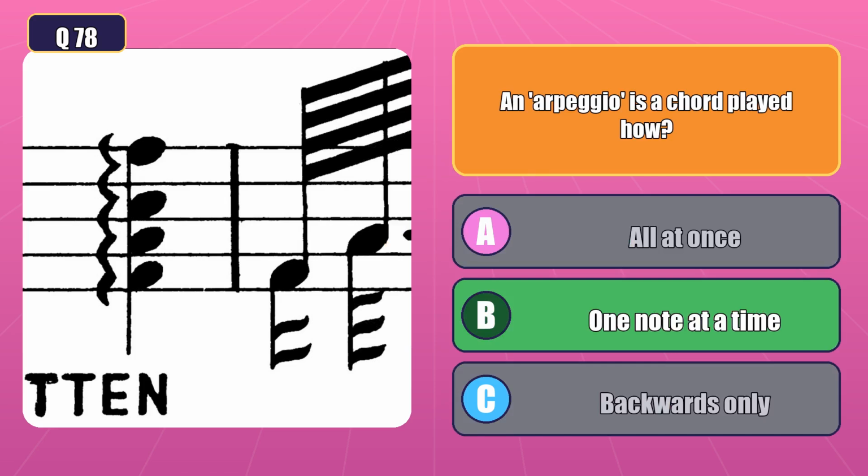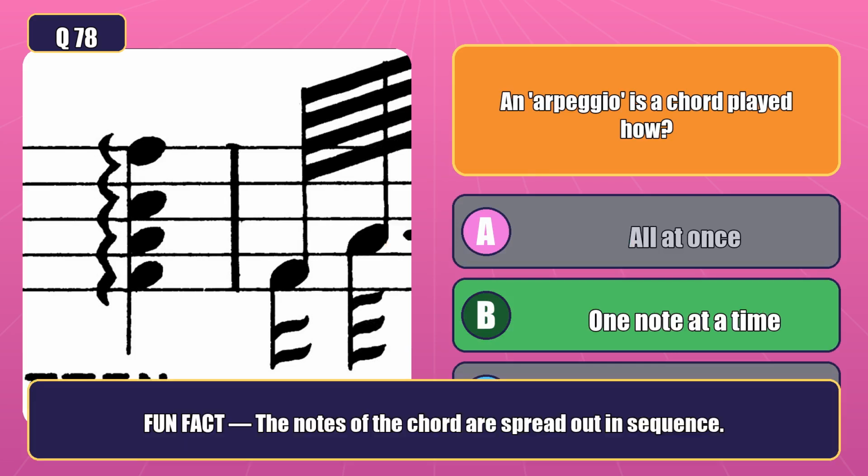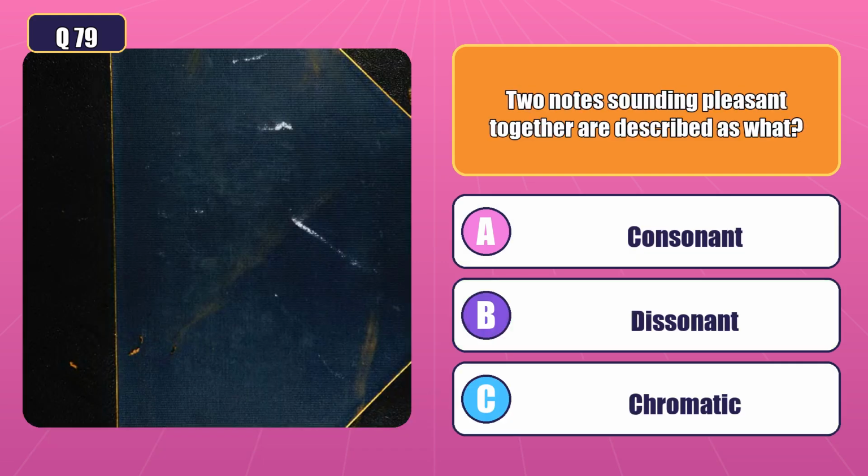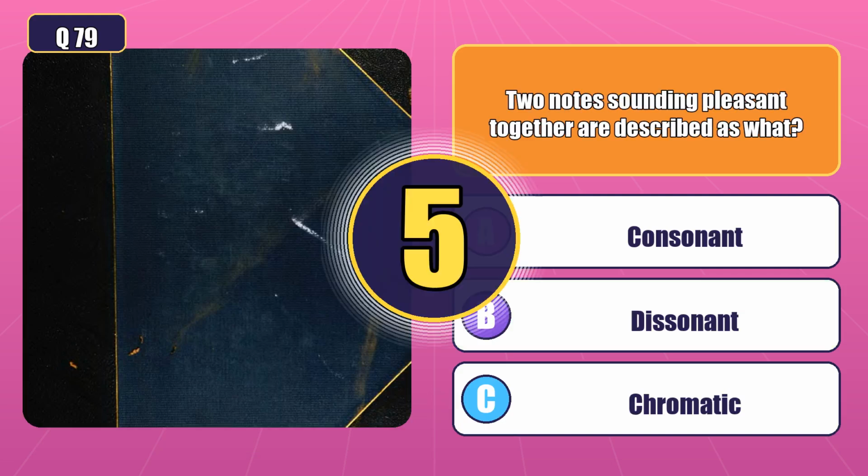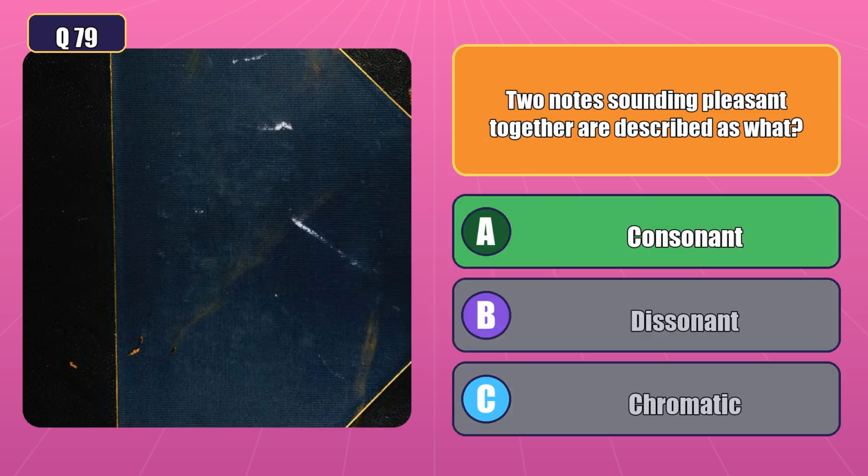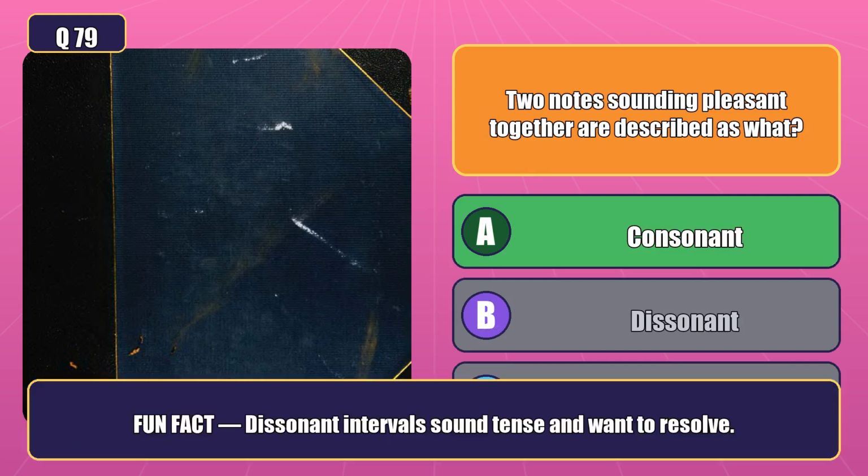The answer is one note at a time. Fun fact, the notes of the chord are spread out in sequence. Question number 79. 2 notes sounding pleasant together are described as what? The answer is consonant. Fun fact, dissonant intervals sound tense and want to resolve.